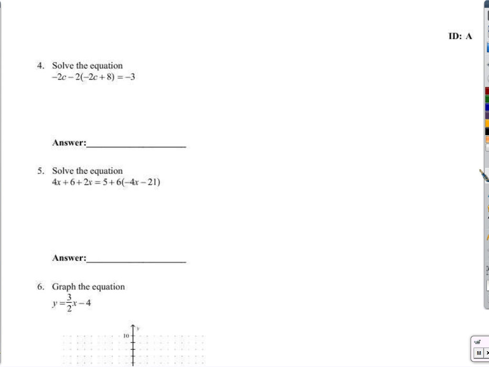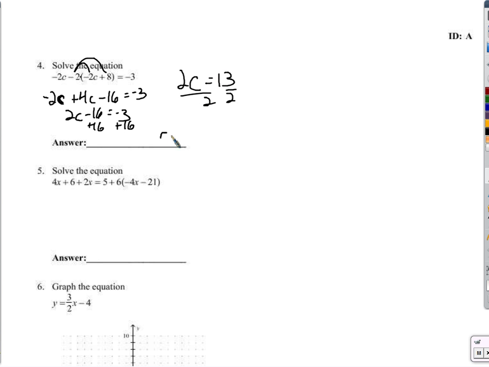All right, next question. Solve this equation. When we see those parentheses, we like to just go ahead and distribute that thing that is being multiplied on the outside. So we'll go ahead and do that. Negative 2c. Negative 2 times negative 2c is positive 4c. Negative 2 times 8 is negative 16. Equals negative 3. Combine like terms, we have 2c minus 16 equals negative 3. Now it just looks like a two-step equation where we would add 16. Out of room here, so I'll bring it up here. 2c equals 13, divide by 2, and c equals 13 over 2.